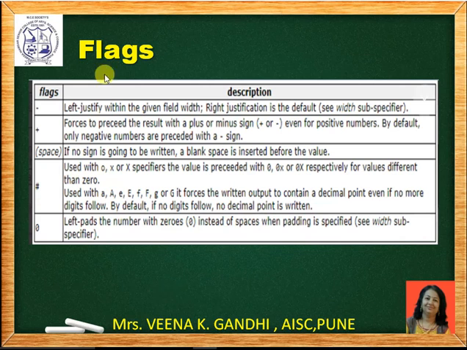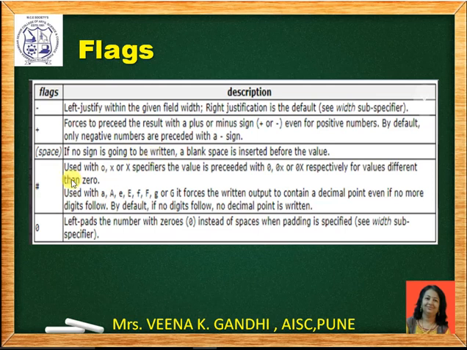So let us see what we mean by flags. Flags are optional. The minus sign shows left justify within the given field, or by default all data is right justified. If you want to print data in left justified manner, then you can use the minus sign before the conversion specifier. Then plus sign forces to precede the result with plus or minus sign, even for the positive number. By default, only negative numbers are preceded with the minus sign. Space: if no sign is going to be written, then a blank space is added before the value.